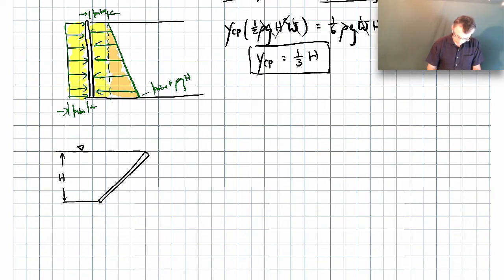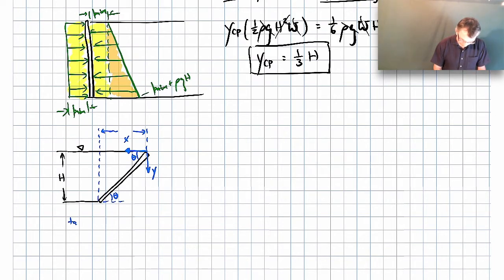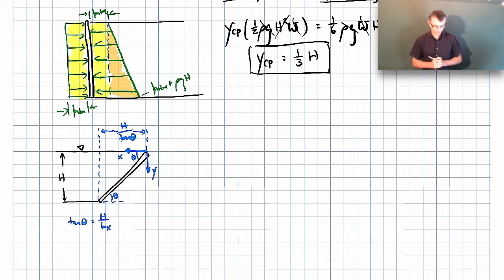And I'm going to put a coordinate system here, so let's call that the x direction. I'm going to put y pointing downward here. And we'll say that the wall is tilted at some angle theta with respect to the horizontal. So just from the geometry here, if h is the height, then this distance will be, let me work that out. Tangent of theta will be h over that distance in the x direction. So it'll be h over tangent theta. Okay. So that's the geometry that we're going to deal with for this particular problem.